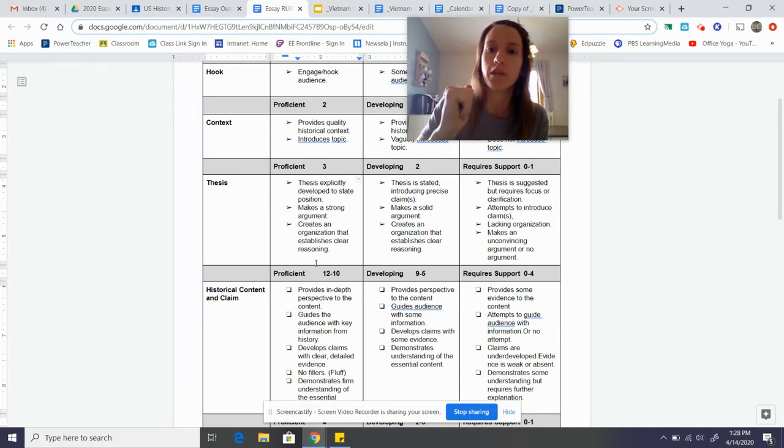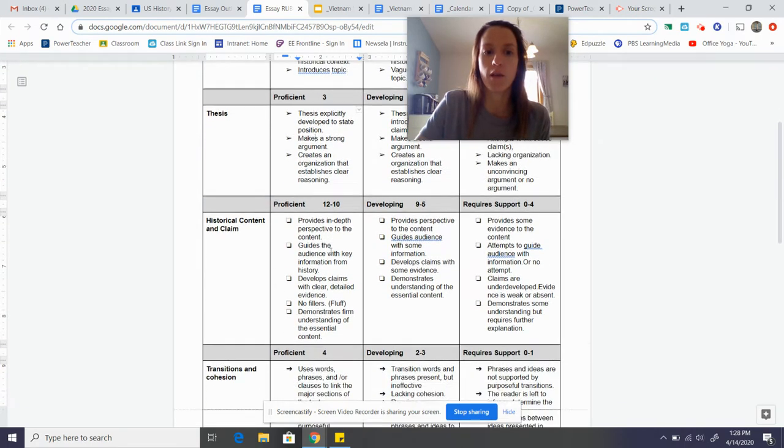That should be explicitly in your thesis statement, and then also creating that organization for the reader. So what is to come? What is your essay really going to be about? So you're making an argument and then organizing how that argument is going to be laid out in your essay.